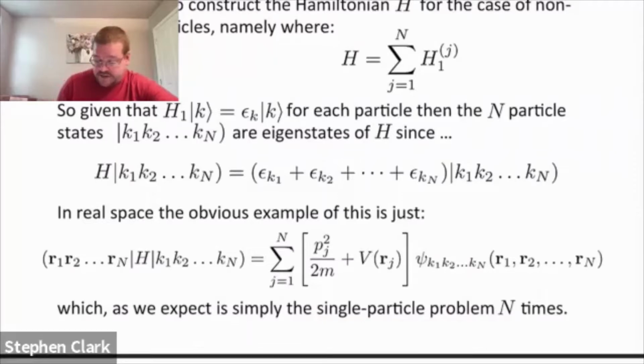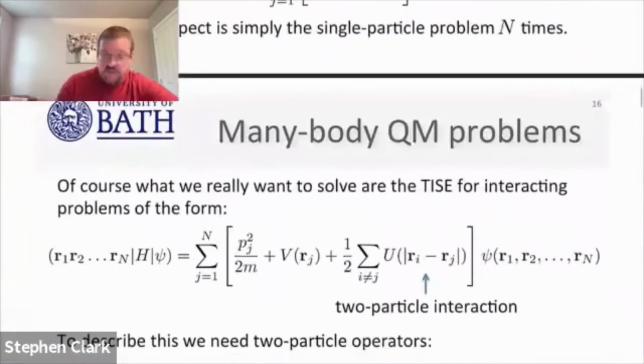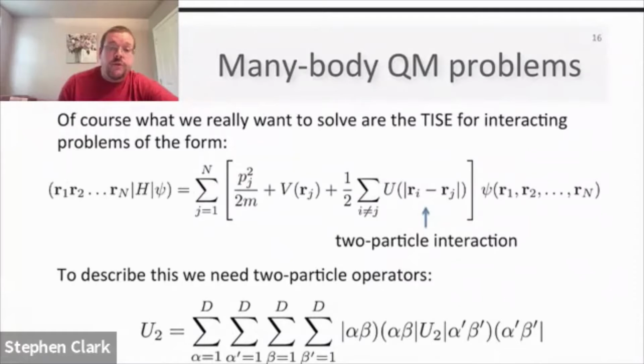That's the easy case. But what we really want to solve is this. We want to solve the sum of the single particle Hamiltonians, so the kinetic energy plus potential energy, but we want to add a two-particle interaction into it that couples the particles together. And then we want to solve this equation to work out its eigenstates. And that's a formidable task because of this thing here.